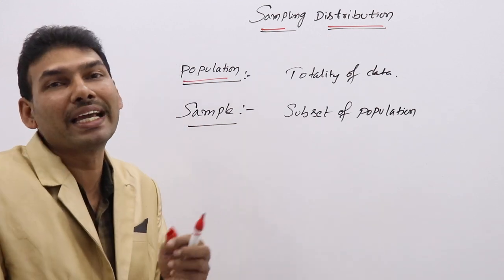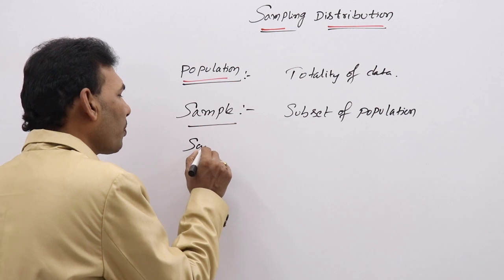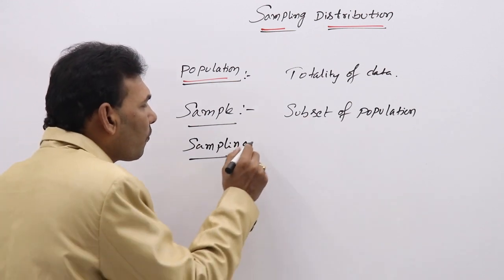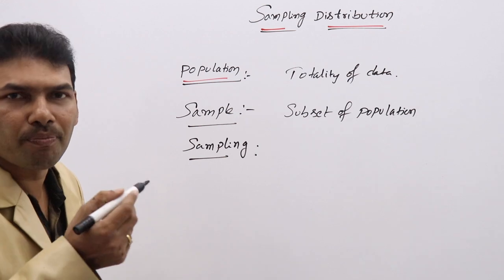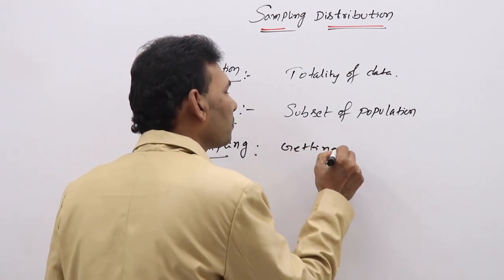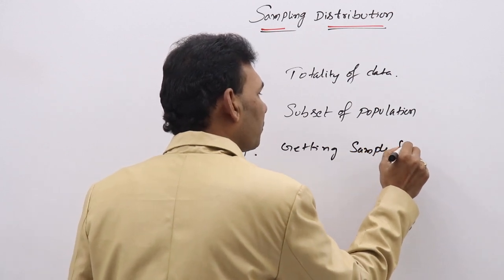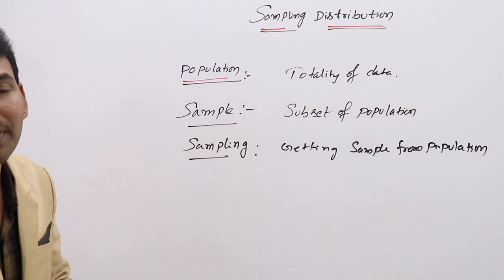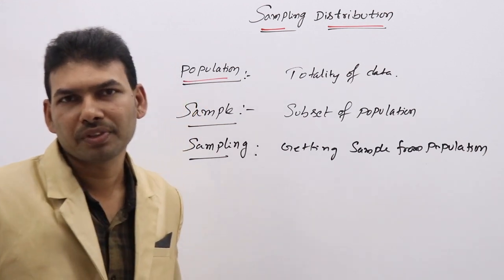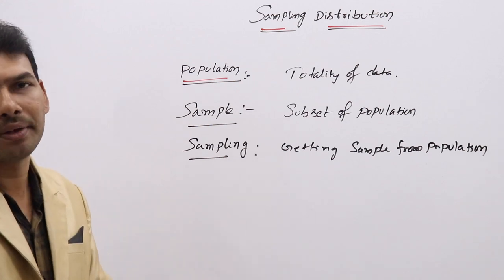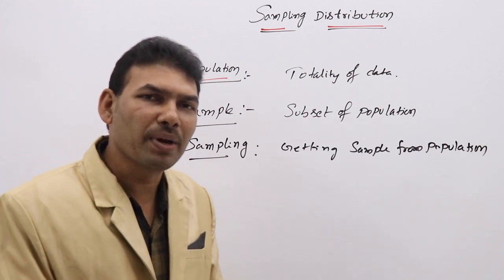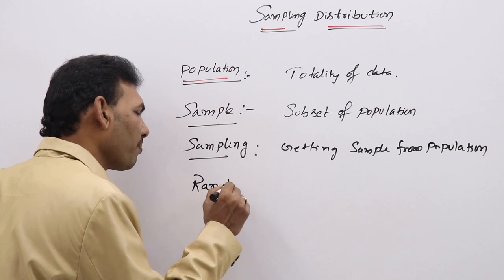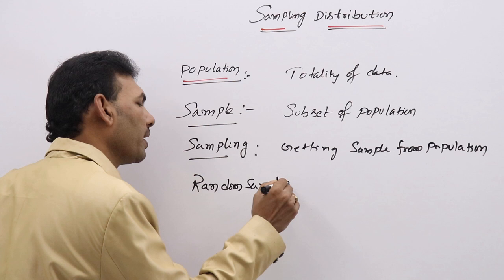Here our discussion is also about sampling distribution. Sampling is the process of getting a sample from the population. In very simple way, how you are going to get a sample from the population, how you are taking it, that process is called sampling. There are so many types of sampling techniques. In that, we are going to discuss a few. That is random sampling.